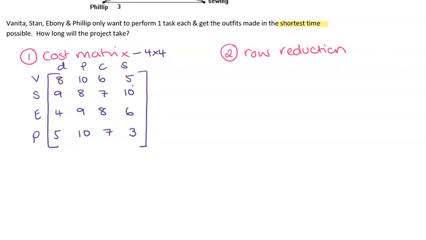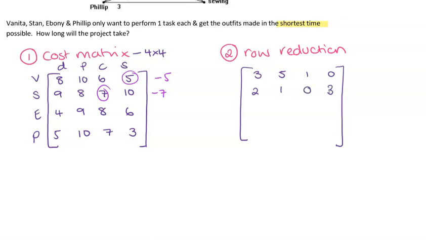So if we look at Vanita, 5 is her shortest time. So we're going to subtract 5 off everything in Vanita's row. So that would make it 3, 5, 1, and 0. Now, as you're working through these, you should always get in your row reduction a 0 for at least one value, because you are subtracting the smallest number from everything in that row, which means that something should end up at 0. So now when we look at Stan, his shortest time is 7, so we're going to subtract 7. And so that makes Stan's row 2, 1, 0, and 3.